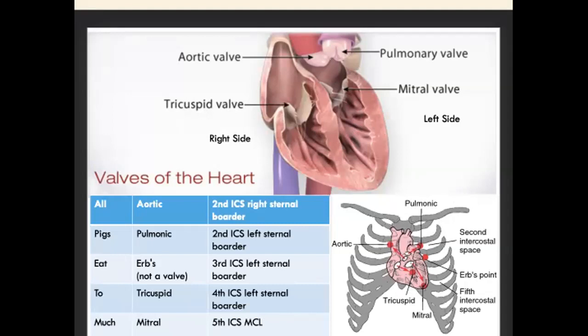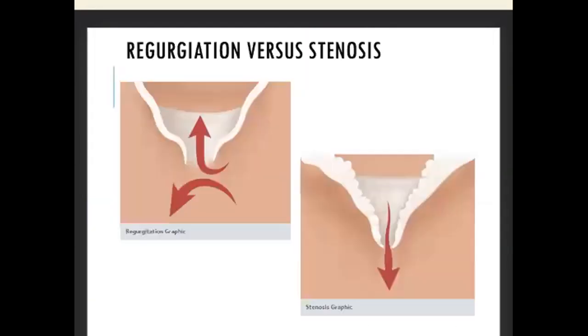Commonly heard terms when we talk about valves are valve stenosis and valve regurgitation. So valve regurgitation looks like this. This is when we're going to have a backflow or leakage. It occurs when blood backflows through the valve instead of being pushed forward through the heart or into the arteries. Blood leaks back into the chamber. Regurgitation is usually due to a prolapse, when the flaps of the valve do not close tightly, but instead kind of bulge under pressure. These leaky valves are often referred to as incompetent valves.